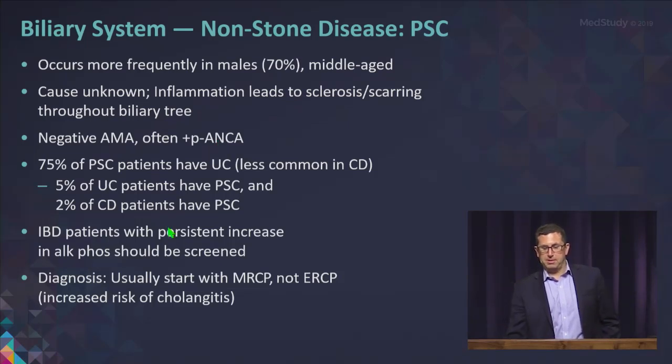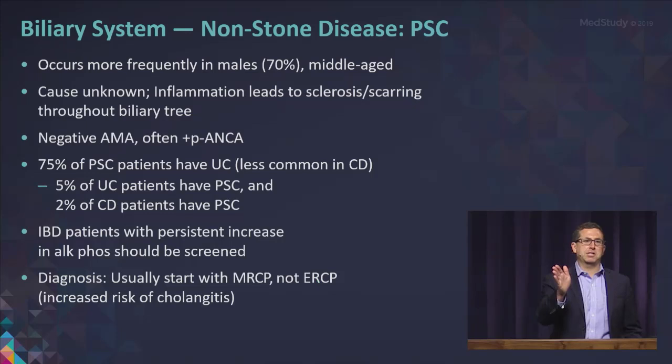You should always think about this in IBD patients with persistent increase in alk phos, and they should be screened, ideally with an MRCP, not an ERCP. An ERCP is actually really dangerous in PSC because you can introduce bacteria into the biliary tree and cause cholangitis.